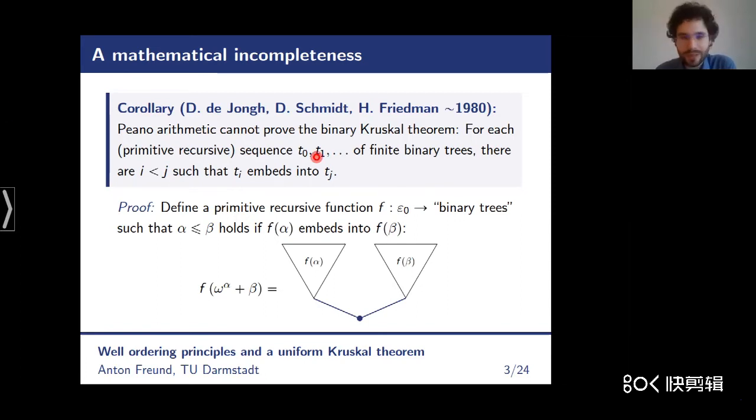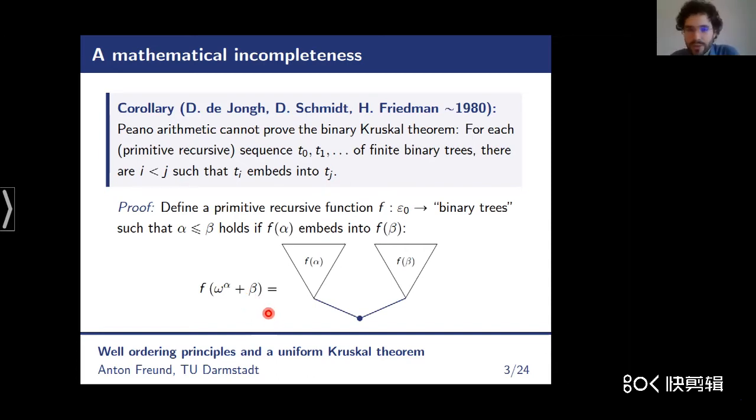So the idea is that we define a primitive recursive function that goes from ordinals below epsilon 0 to these finite binary trees. So yeah, let's maybe first see what this function does. Well, these ordinals below epsilon 0, except for the 0 ordinal itself, were exponential sums, so they can be split into a sum where this here is the first part of the exponential expression, omega to the alpha, and then beta is just the remainder of the sum.